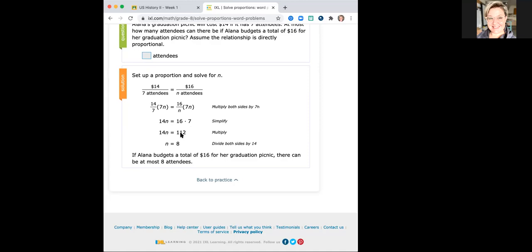And then we're going to divide 112 by 14, which gives us 8. So the way that this is written looks really confusing, but as you keep going, hopefully it makes more sense. In this case, the answer is if Alana budgets a total of $16 for her graduation picnic, there can be at most 8 attendees.